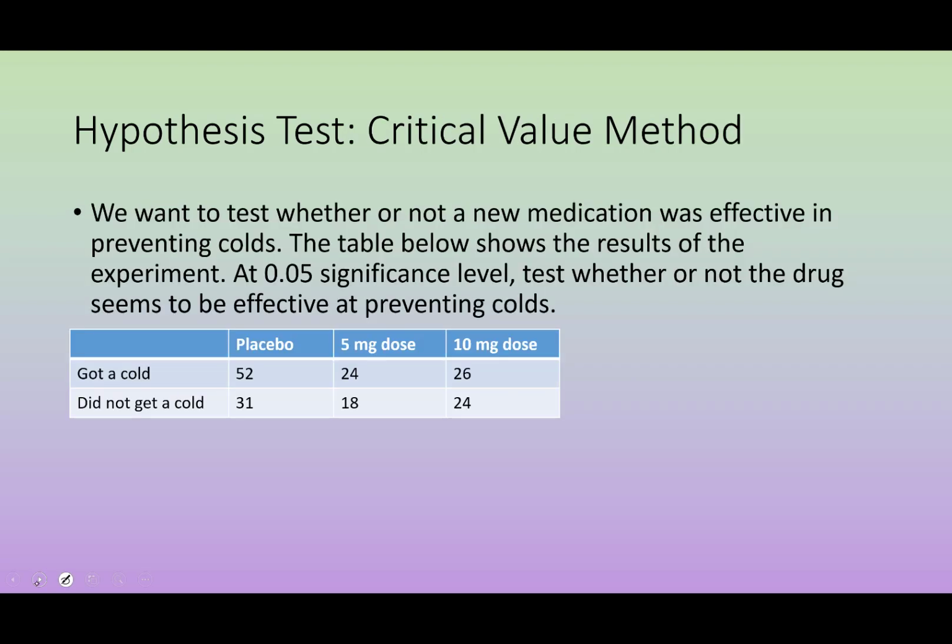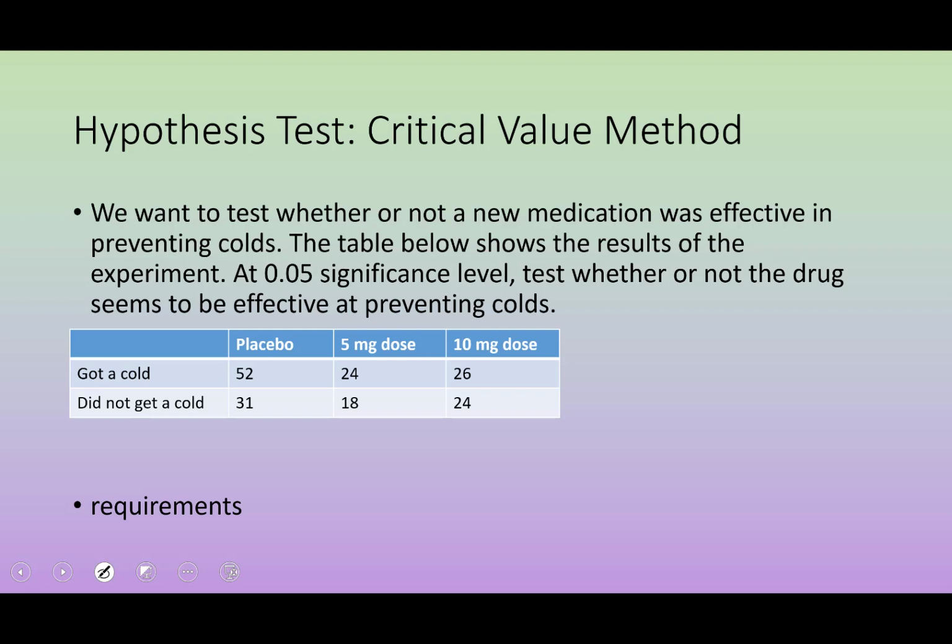So let's say our problem is that we want to test whether or not a new medication was effective in preventing colds. The table below shows the results of the experiment. And we're going to use a 0.05 significance level to test whether or not the drug seems to be effective to prevent colds. Now, the first thing we need to do is check our requirements. So the first thing we want to check is if we have a random sample.